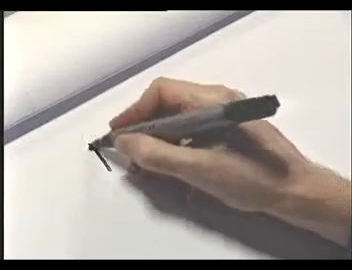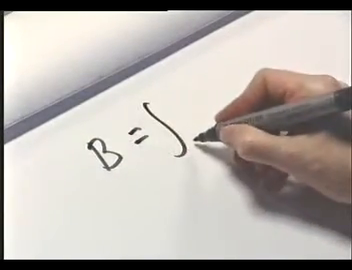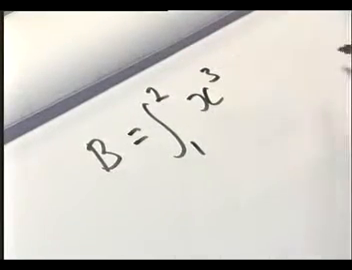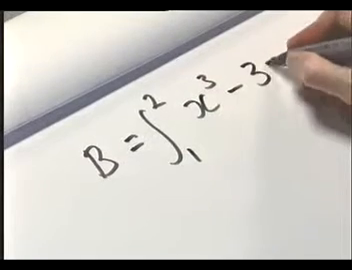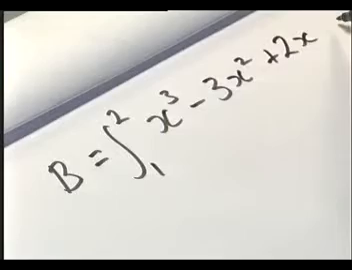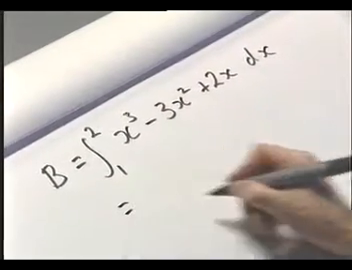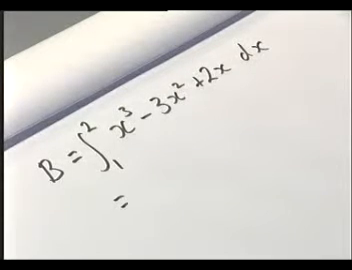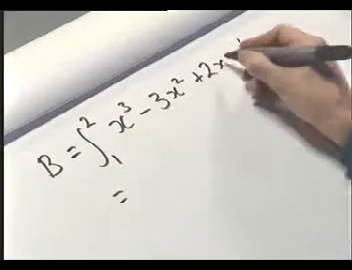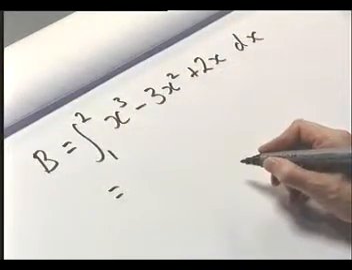B will be the integral between 1 and 2 of x cubed minus 3x squared plus 2x with respect to x. So, let's have a look what we're going to get. The integral of this should not be any different to what we had last time.